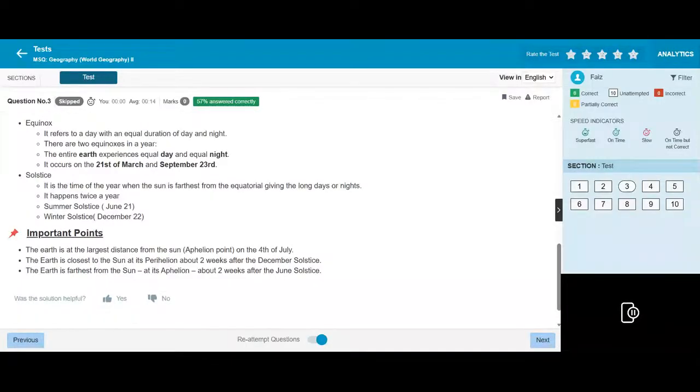Equinox. It refers to a day with equal duration of day and night. There are two equinoxes in a year. The entire Earth experiences equal day and equal night. It occurs on 21st March and 23rd September.